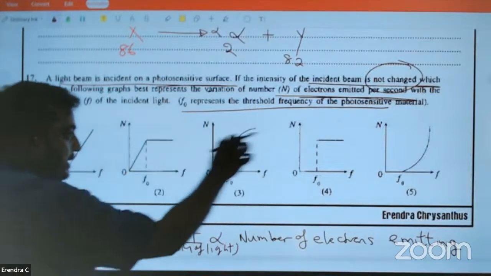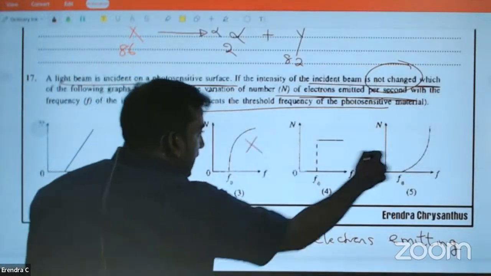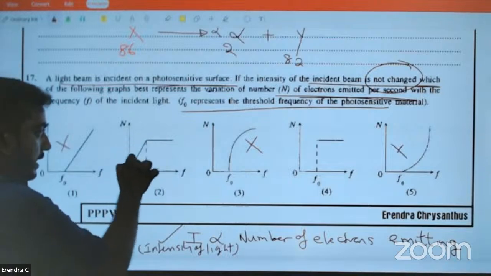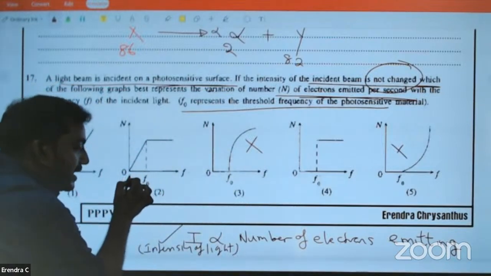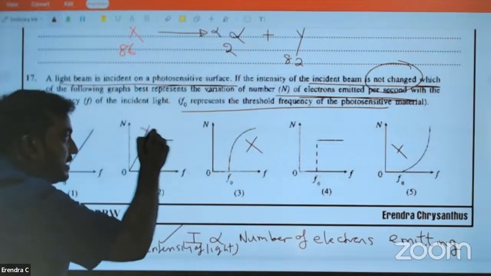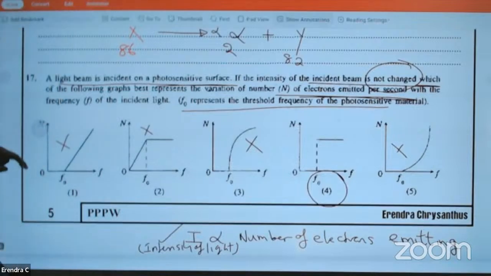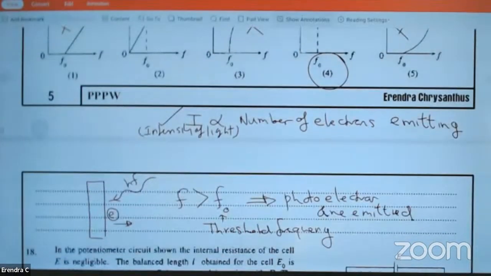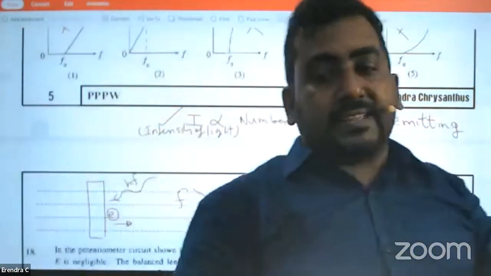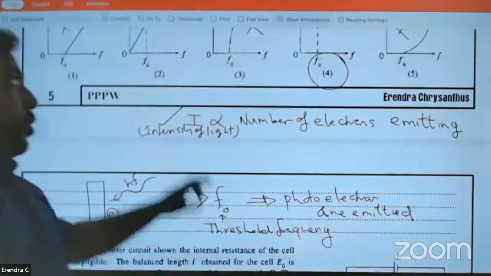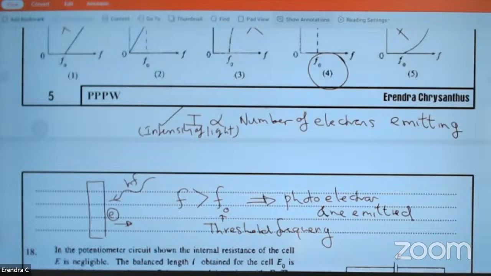This is correct. All these are wrong. Why? Before the threshold, no photoelectrons are emitted. These also are wrong. The only correct answer is answer number 4. Let's write now. Since the intensity is constant, photoelectrons emitted will also be constant.